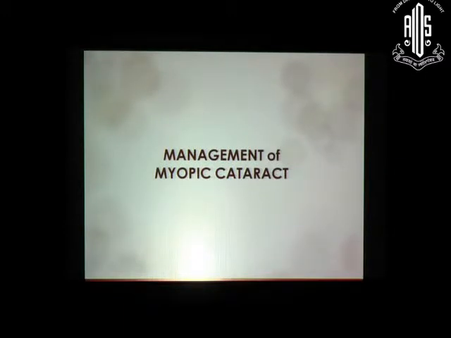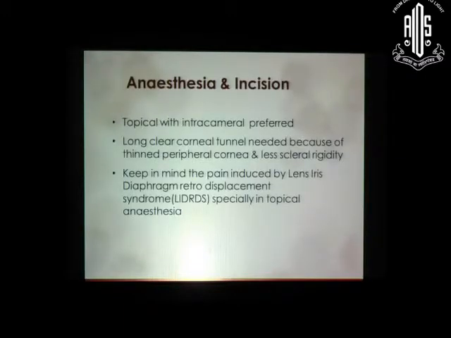Now we come to the myopic part. In case of myopic cataract, topical and intracameral anesthesia is preferred because you can avoid globe perforation, since it is a long globe. Definitely with peribulbar or retrobulbar anesthesia there is a chance of globe perforation. A long clear corneal tunnel is needed because there is thinned out peripheral cornea, so less clear visibility. If you get a shorter corneal tunnel, it will not self-seal at the end. So you need a long clear corneal tunnel.